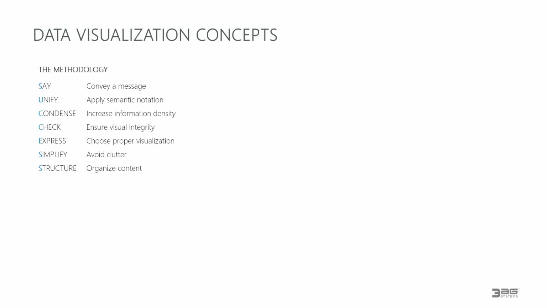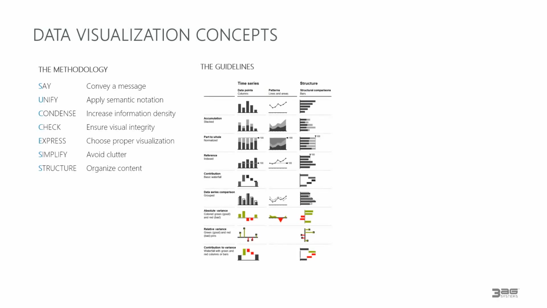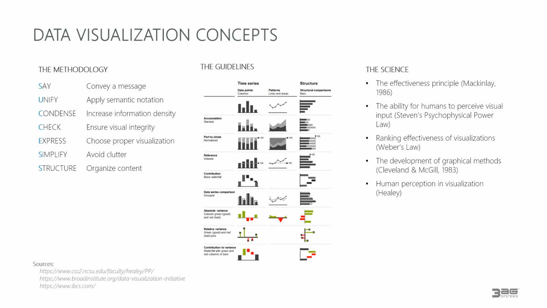There are three different aspects to data visualization concepts: the methodology, the guidelines, and the science. To put it simply, these are the what, the how, and the why. The methodology talks about the guiding principles. The guidelines talk about the specific visualization to use for a given scenario. And the science covers the human perception engine.